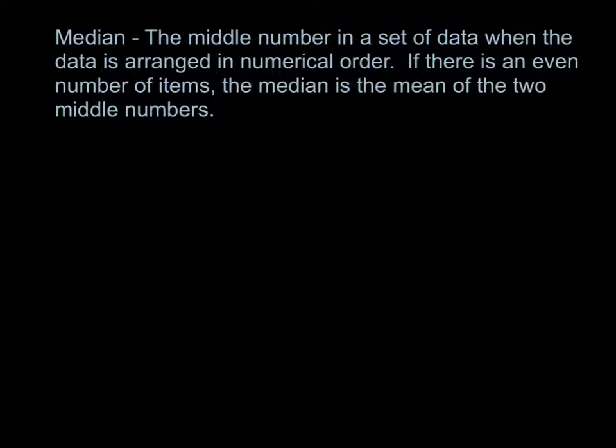The median is the middle number in a set of data when the data is arranged in numerical order. If there's an even number of items, then the median is the mean of the two middle numbers. So if we look at our same example, the data set of 2, 4, 7, and 8, that's already arranged in numerical order. If it wasn't, we would have to do that first. Then we'll look at the two middle numbers, because there isn't one single middle number.